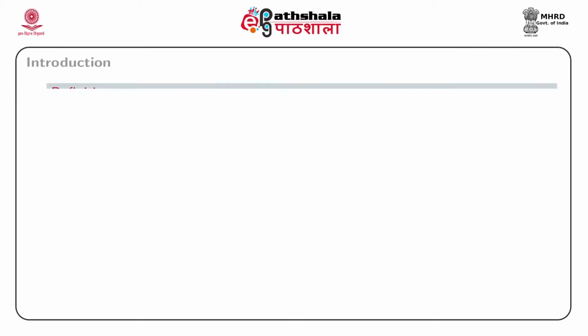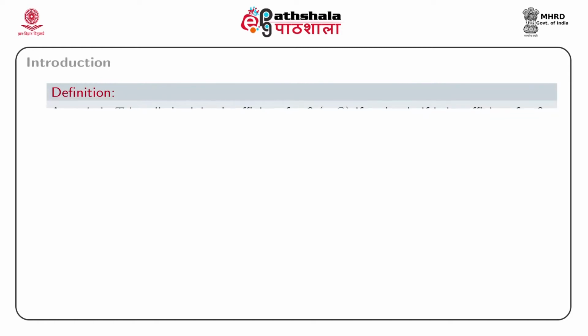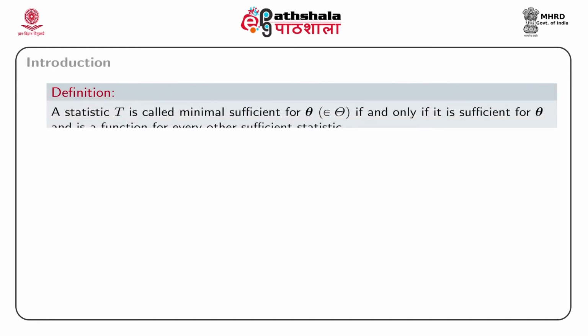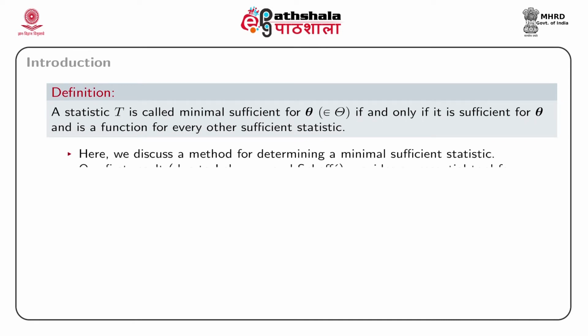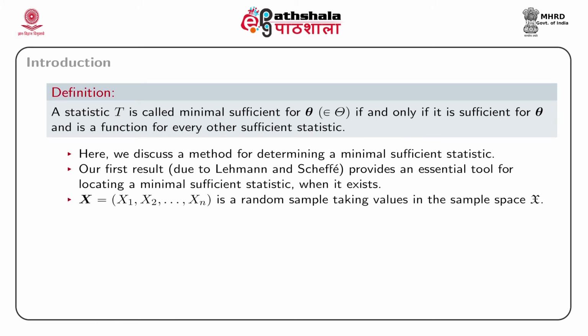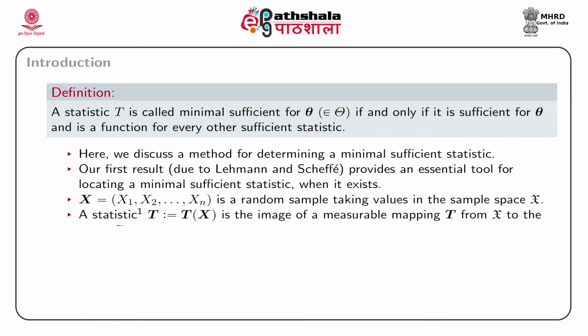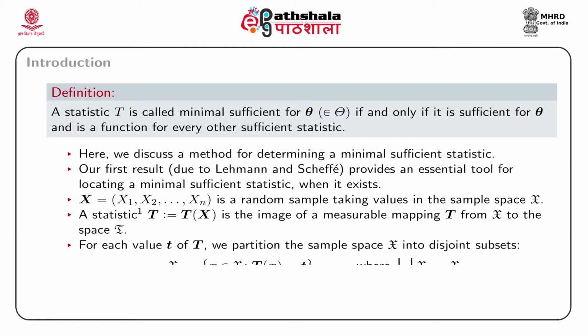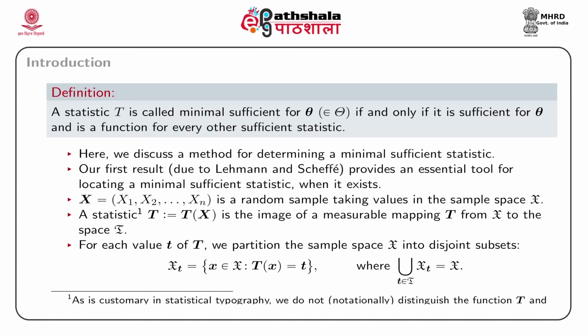In module 6, we have already introduced the concept of minimal sufficiency. We know that a statistic capital T is called minimal sufficient for an unknown parameter theta if and only if it is sufficient for theta and it is a function of any other sufficient statistic.